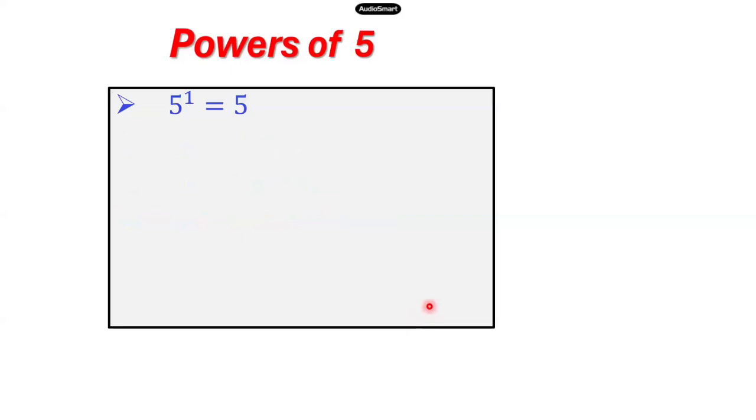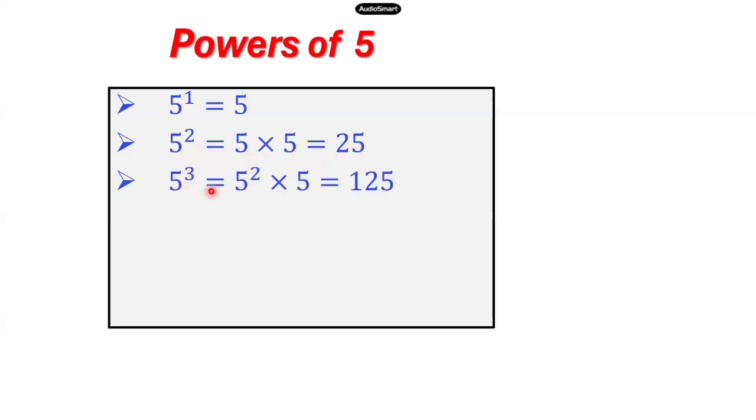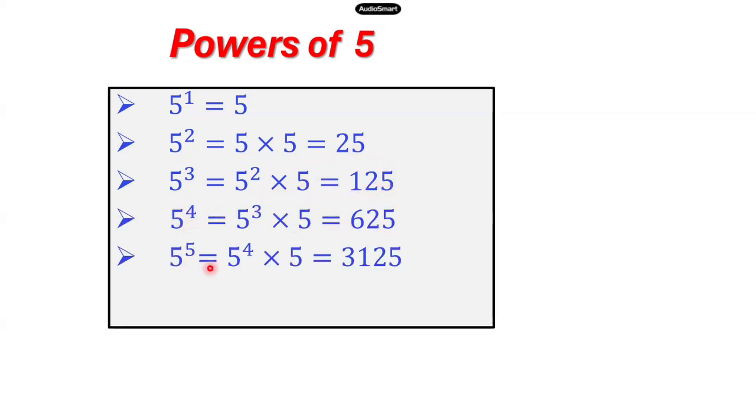Then we are going to calculate the powers of 5. 5 to the power 1 is 5. 5 square is 25. 5 to the power 3 is 25 multiplied by 5, 125. 5 to the power 4 is 625. 5 to the power 5 is 3125. 5 to the power 6 is 15,625.